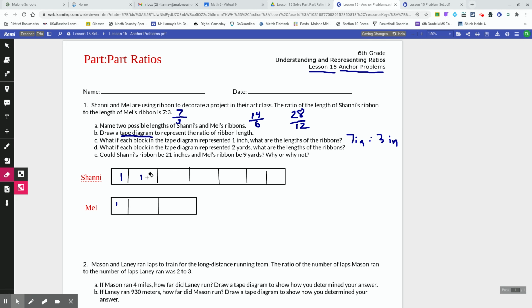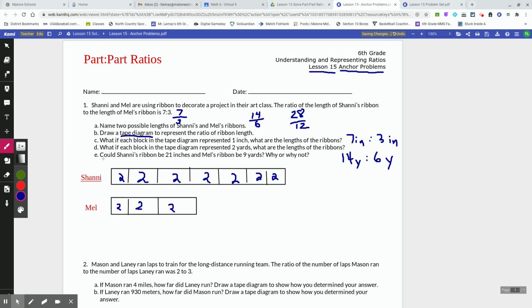All right. Now let me get rid of my 1s here because we're going to move on to something else for the next question. It says, what if each block in a tape diagram represents 2 yards? What are the lengths of the ribbons? So now each one represents 2 yards. I'm just going to put a 2: 2, 2, 2, 2, 2. So remember, it's just a ratio of 7:3. It doesn't mean that each one is exactly 1. So if that's the case, what is the length of each one? 2, 4, 6, 8, 10, 12, it'd be 14 yards to 6 yards.